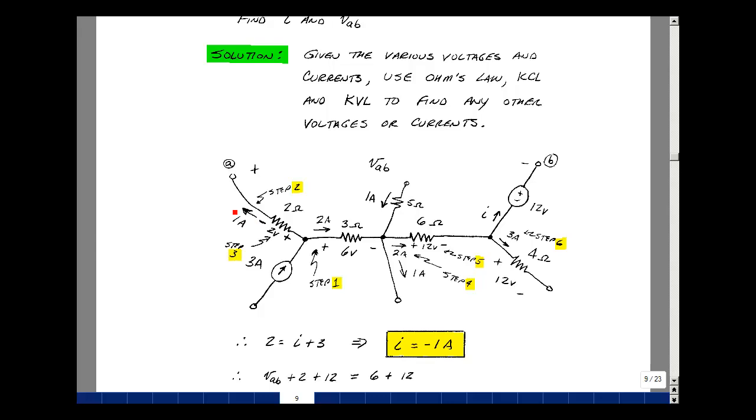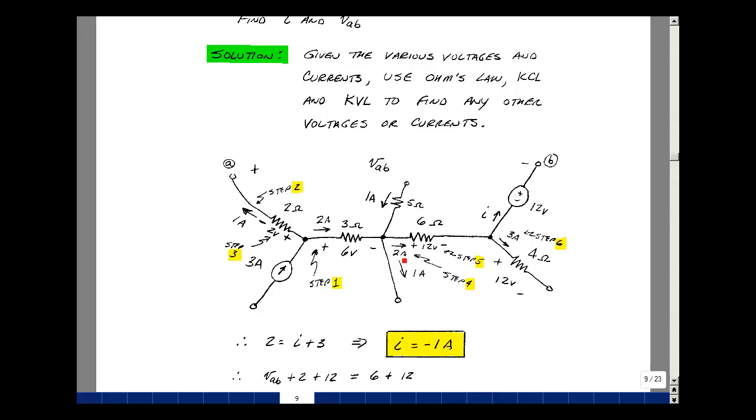If I have 1 amp here, then I've got a drop from here to here of 1 amp times 2 ohms or 2 volts. Now on the other side over here, I've got this 2 amps here. I know that this current is 1 amp and this current is 1 amp. So 1 amp is entering, 2 amps is entering, 1 is leaving, so I have 2 left over. So that's my fourth step.